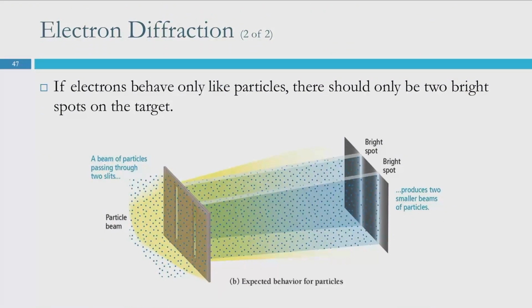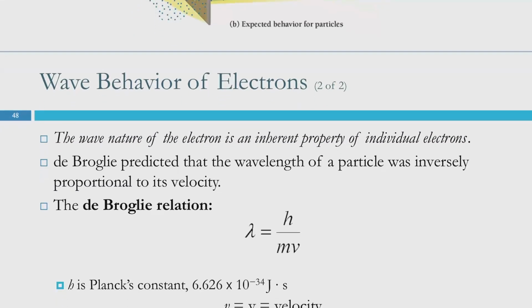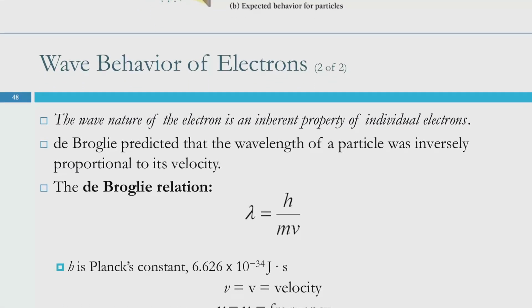If electrons behaved only like particles, then we would expect two bright spots. We would expect them to go through the slits, keep traveling in a straight line, and then we would just get them hitting kind of on the path when they go through that. But that's not what is seen. They diffract as well, which is wave behavior. So we've got particles that are exhibiting wave behavior, and this is very weird. The wave nature of the electron is an inherent property of individual electrons. So the electrons do exhibit some wave behavior.